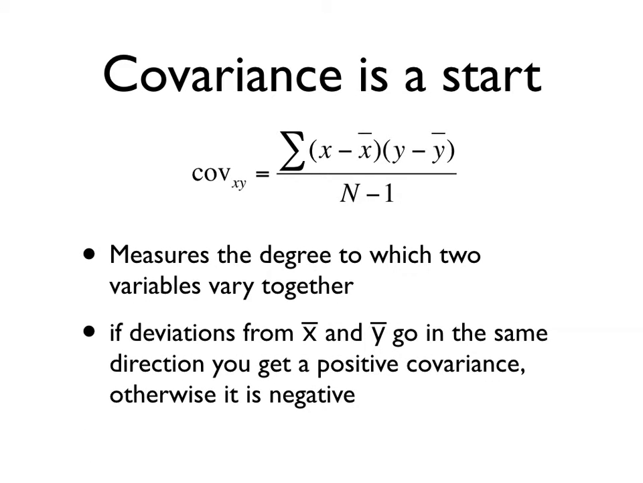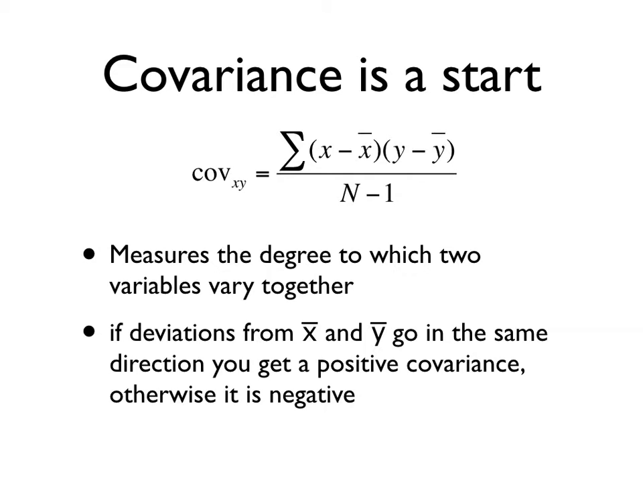So if deviations from x bar and y bar go in the same direction, in other words, if you have an x that is higher than x bar, higher than average, and a y that is higher than y bar. Does that mean typically y is higher than y bar? Or if your x value is less than the average, is your y value then necessarily less than the average? If they do, they go together, you have a positive covariance. This is the difference between covariance and variance. Covariance can be negative.